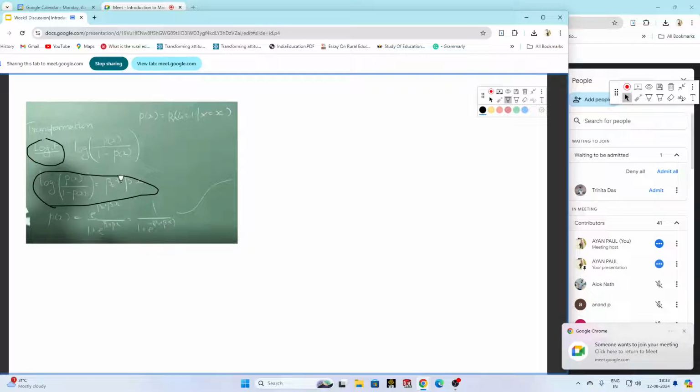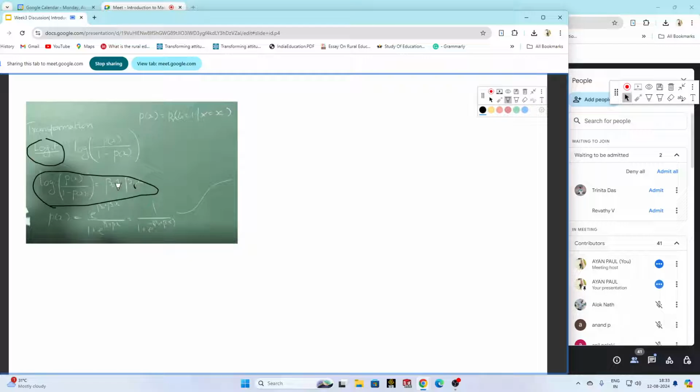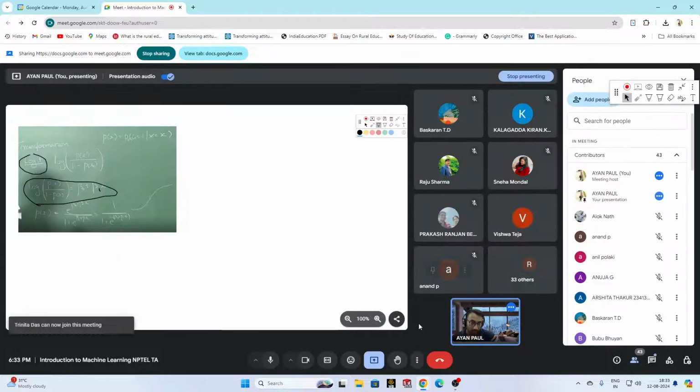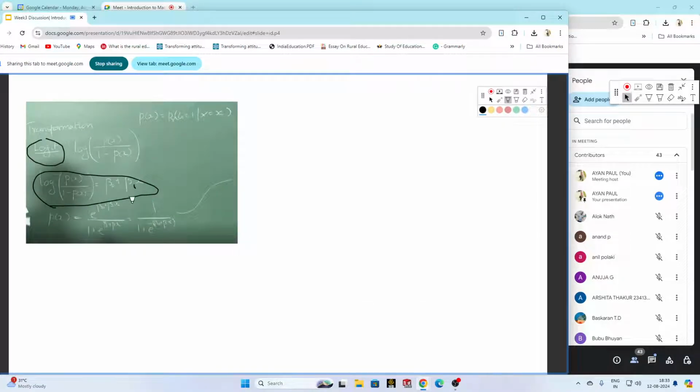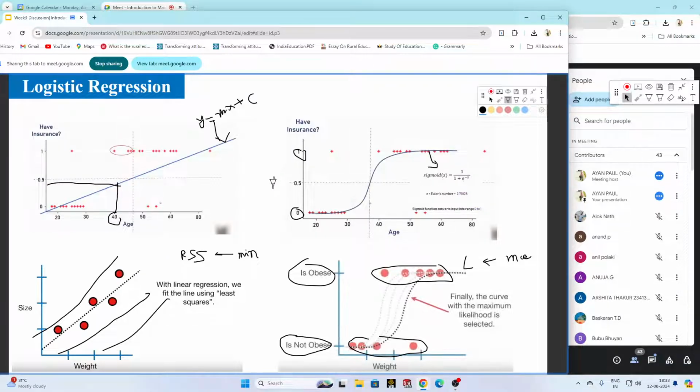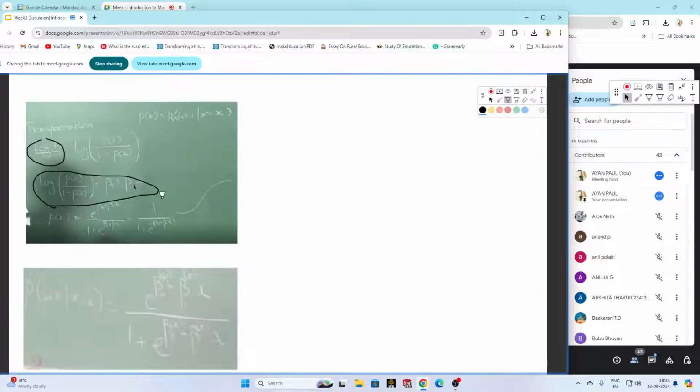You are very much familiar with this, beta naught plus beta 1 x, or whatever. This is an equation for a straight line. Okay, so that is what we have done. We have converted this probability axis into a straight line. And by this we can find out the probability in terms of that straight line's coefficients.